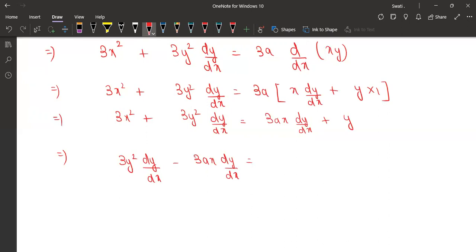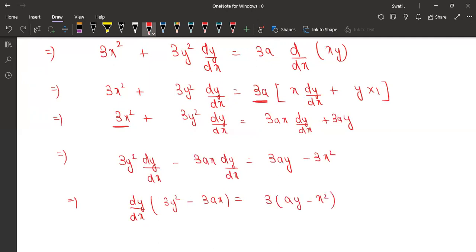One second. Okay, so here I have forgotten this 3a, right? Because this 3a will get multiplied with x dy/dx, so this 3a will get multiplied with y as well. So I forgot 3a. Yeah, so this will become 3ay, and then shifting this 3x square to the other side, so minus 3x square, right? Now, if I take dy/dx common, inside the bracket we have 3y square minus 3ax. On the other side, if I take 3 common, I'll have ay minus x square, right?